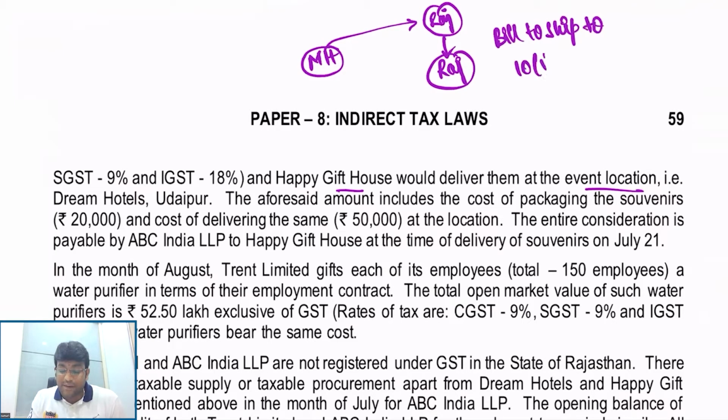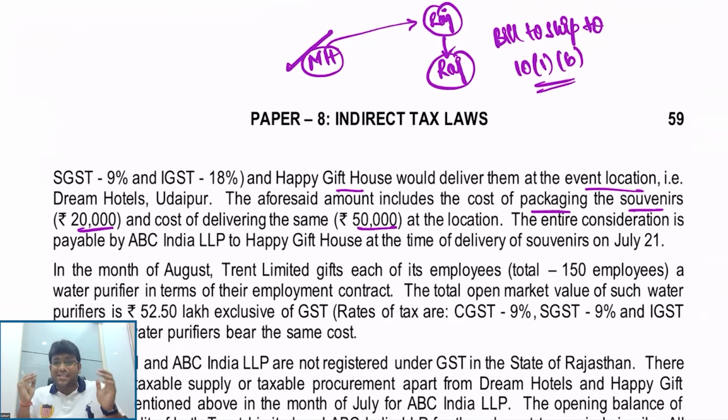And place of supply is given by 10(1)(b). That is, my dear friends, the principal place of business of such third person. Next, the aforesaid amount, that is 20 lakh, includes the cost of packing the souvenirs, 20,000 rupees, and cost of delivering the same, 50,000. That is always included because of 15(2)(b) valuation, 15(2)(c) actually. 15(2)(b) is supplier's obligation met by recipient. 15(2)(c) is all incidental expenses or anything charged by supplier from recipient is included in the value of supply.